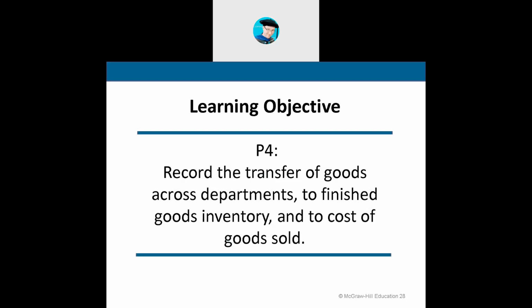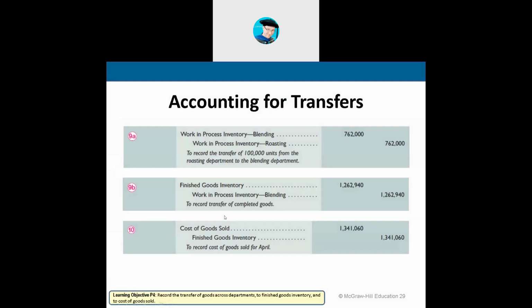In the felt department, I'm going to do it again. I'm going to add in more materials, the felt. I'm going to add in more labor, the people gluing the tennis ball together. And I'm going to add in more factory overhead. And then it's going to get transferred to the packaging department. We do the same thing again. Right? So I'm going to show you how those transfers work.